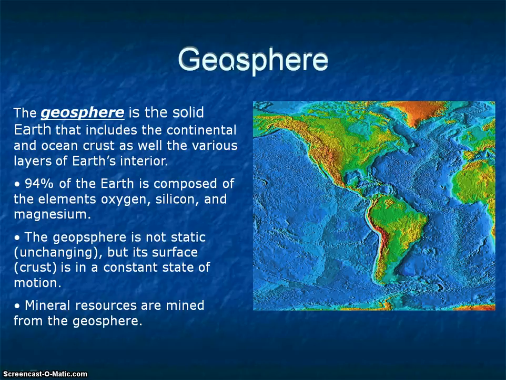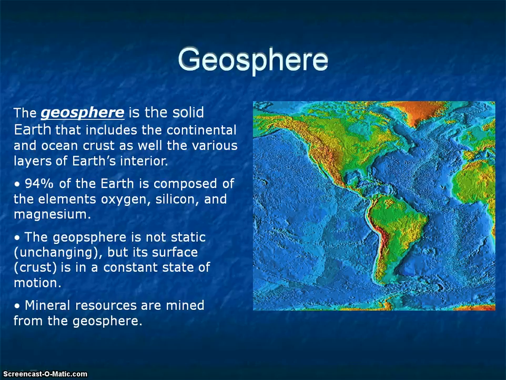The next zone, or the next sphere we're going to look at, is the geosphere. This is the solid lithosphere land portion of the planet. This includes our continents, our ocean crust, our continental crust, the different plates that make up the crust of the planet, or the crust of the Earth.